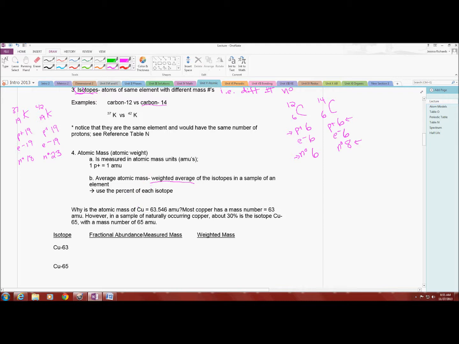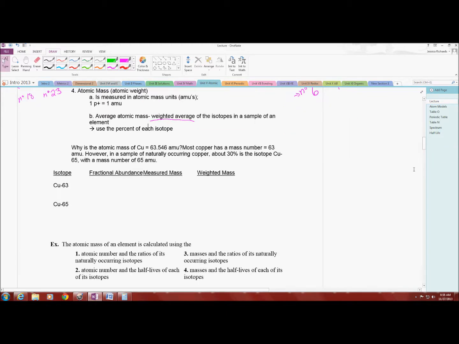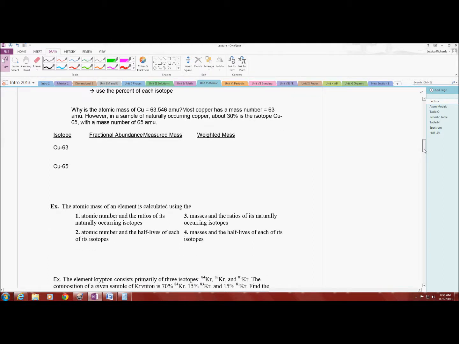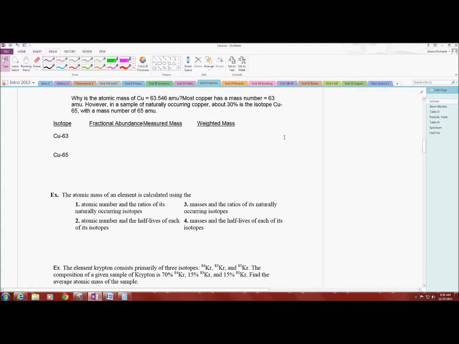So we're going to practice doing weighted averages next. Okay, so when we look at weighted averages, we don't do it like a normal average. You're not going to just take two numbers and put them together and divide by 2. It doesn't work that way. It's going to be a weighted average. So we need to know what percent of the isotope there is in nature.